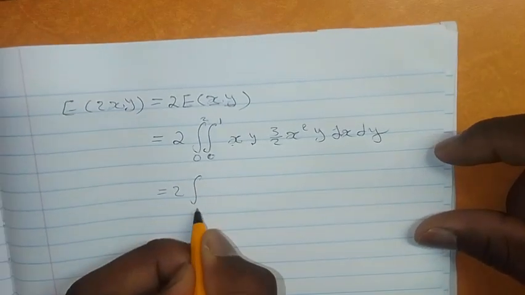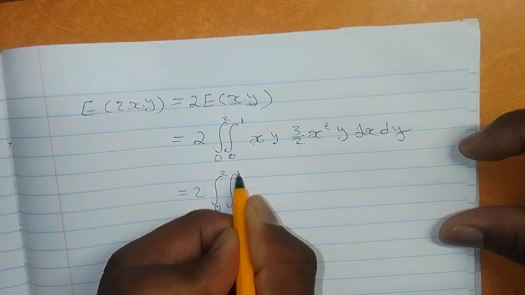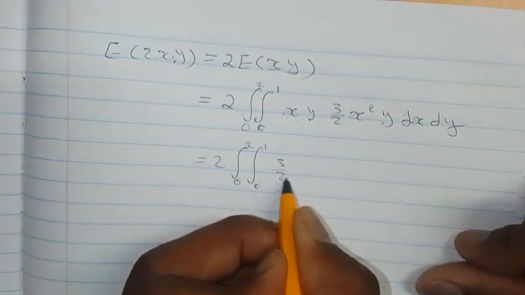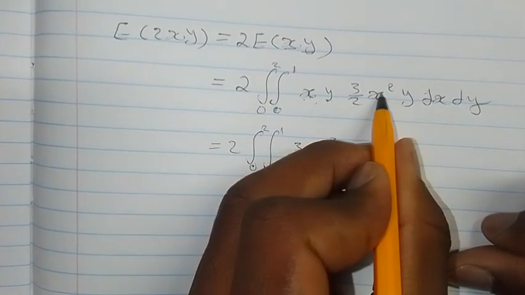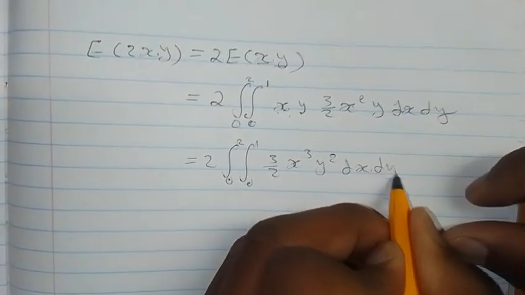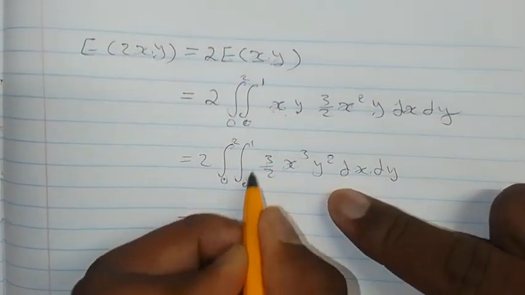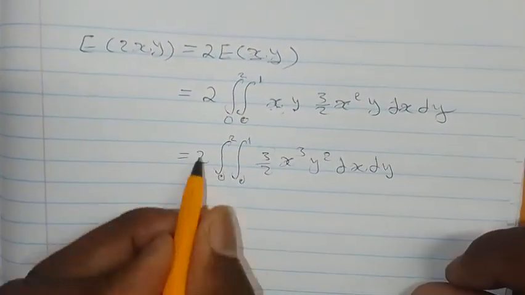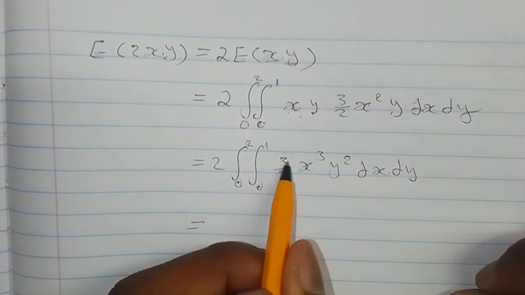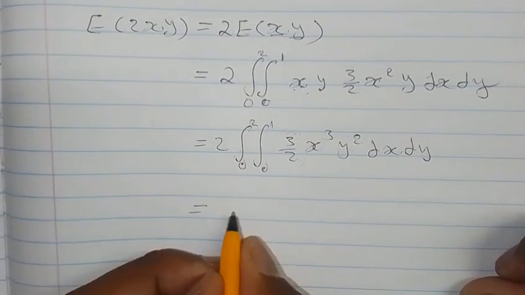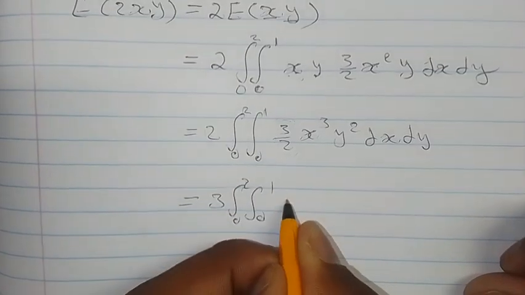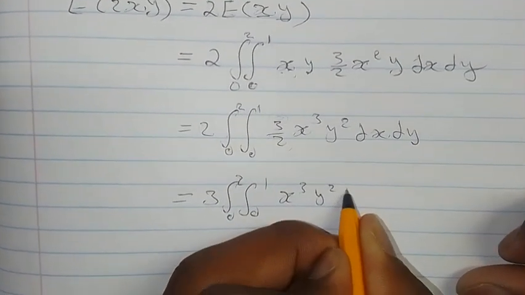So we have 2 times the double integral of that, and then let's further simplify this. We're just going to have 3 over 2 x to the third when we multiply x with x squared, and we're going to have y times y, which gives us y squared, dx dy. So now from here, we can take the constant outside both integrals. So we can take 3 over 2 outside both integrals, and 3 over 2 multiplied by 2 is just going to be 3. So we're just going to have something like this. And then we have x cubed y squared dx dy.